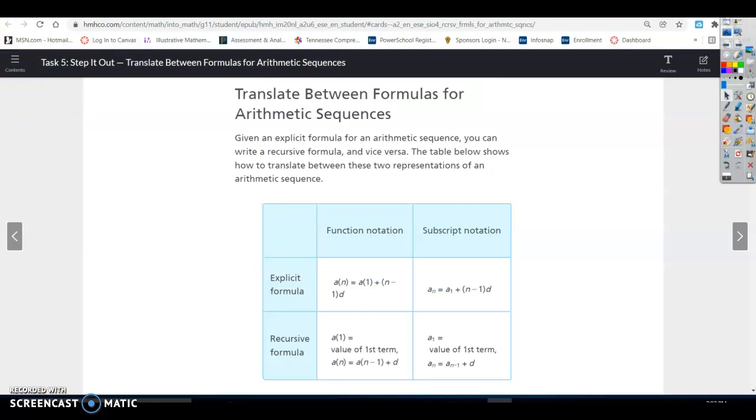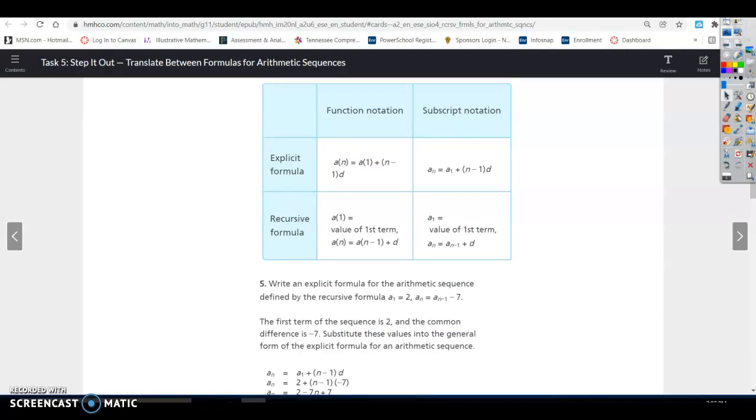Lesson 14.1, task 5. Translate between formulas for arithmetic sequences. Given an explicit formula for an arithmetic sequence, you can write a recursive formula and vice versa. The table below shows how to translate between these two representations of an arithmetic sequence. This is something that you definitely need to have in your notes. We've got function notation and subscript notation for both the explicit and the recursive formula. You can see how they're similar and how they're a little different. I would pause the video and write this down and then continue when you're finished.